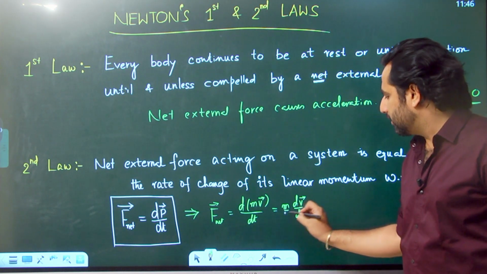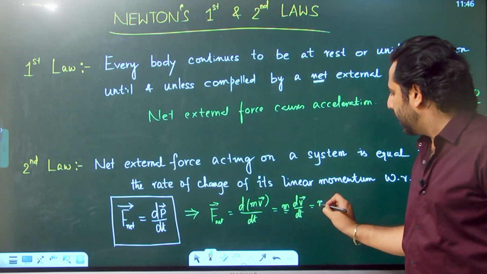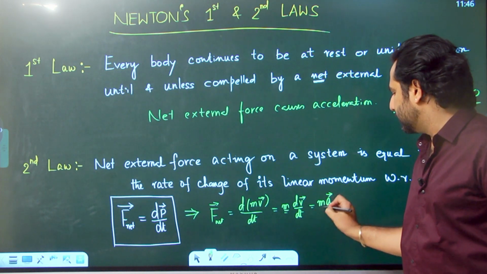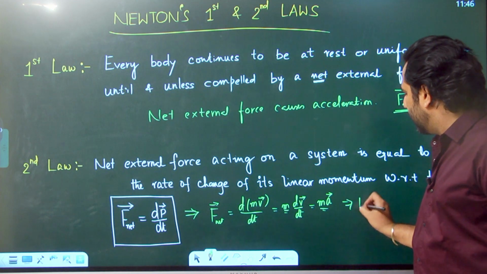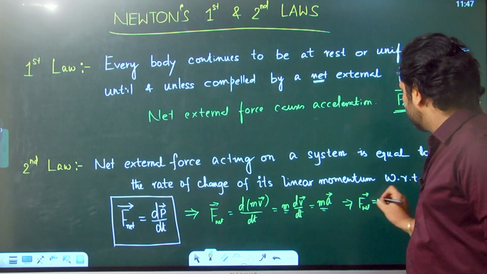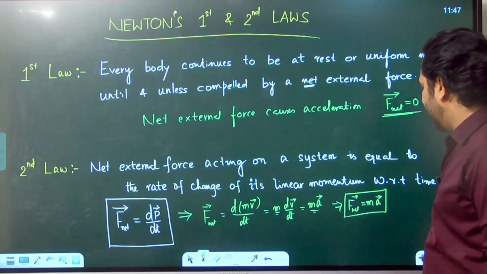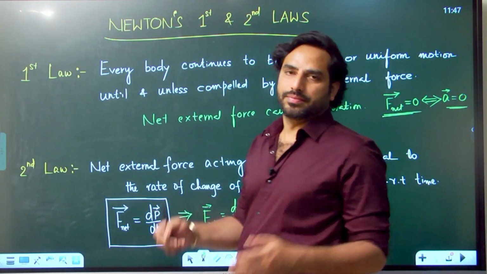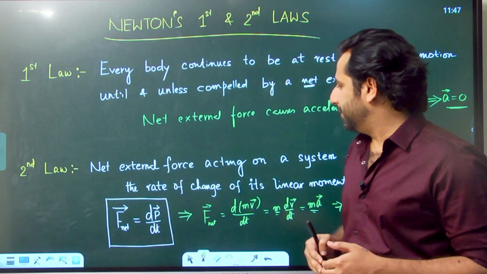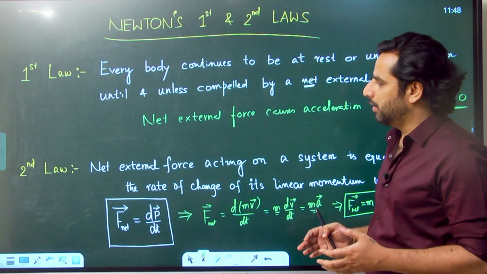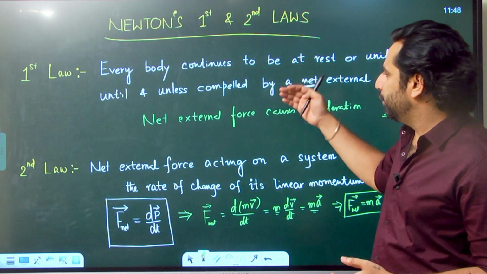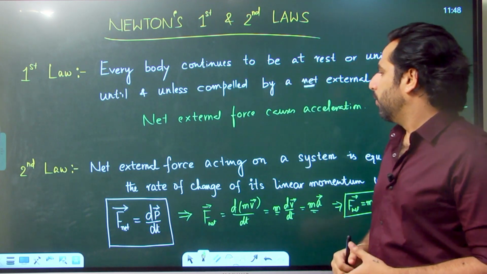For a constant mass system, it is m into dv bar by dt, which is a bar, the rate of change of velocity, which is acceleration. So from this we can deduce that net external force is equal to mass into acceleration, provided it is a constant mass system. If it is a variable mass system, then it's a different analysis altogether that I will try to discuss in another video some other time. So this is all about Newton's first law and second law with clarity.